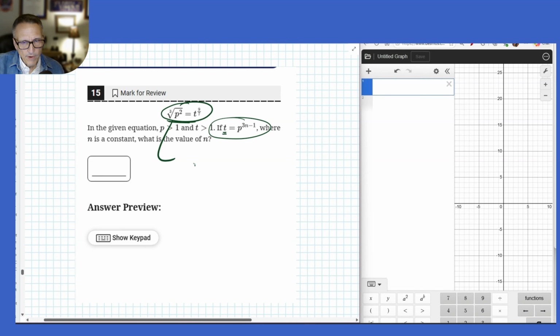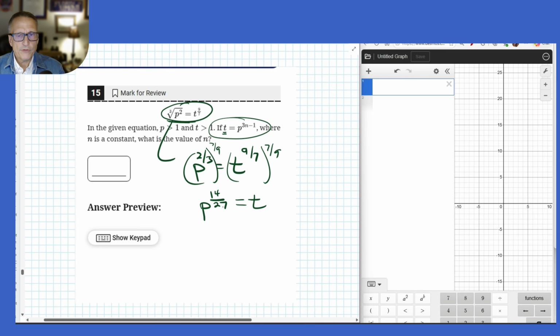I'll convert that radical to P to the 2/3 equals T to the 9/7. To solve that for T, I need to raise both sides to the reciprocal power of 9/7. So I'm going to raise this to the 7/9 on both sides. That'll give me T to the 1. And here, when I raise this power to another power, I will multiply here. It's going to be 14 over 27 when I multiply those two fractions.